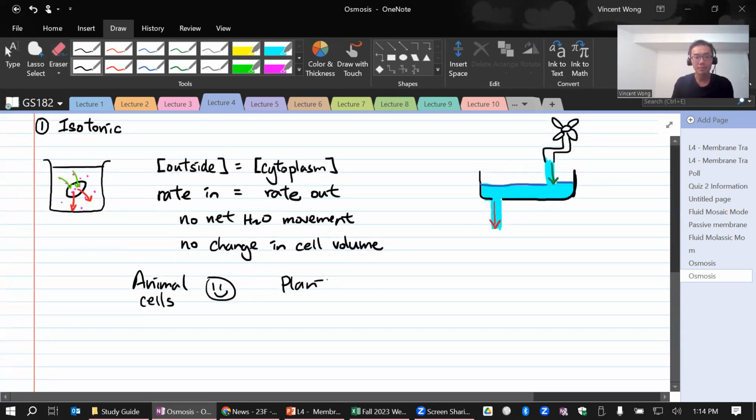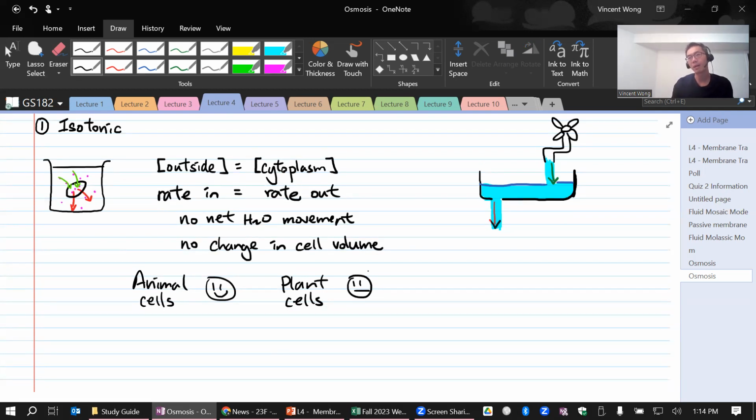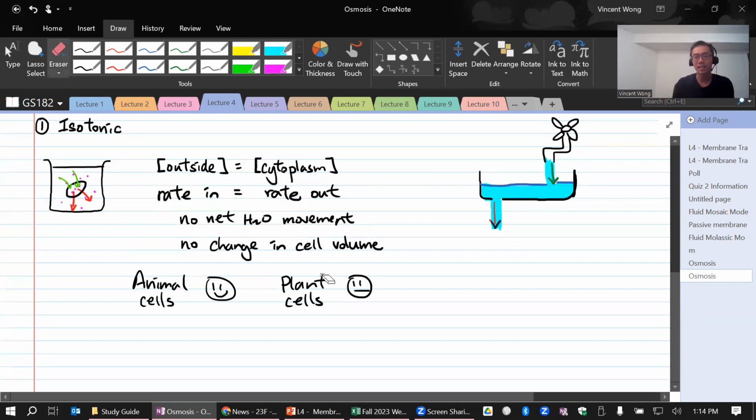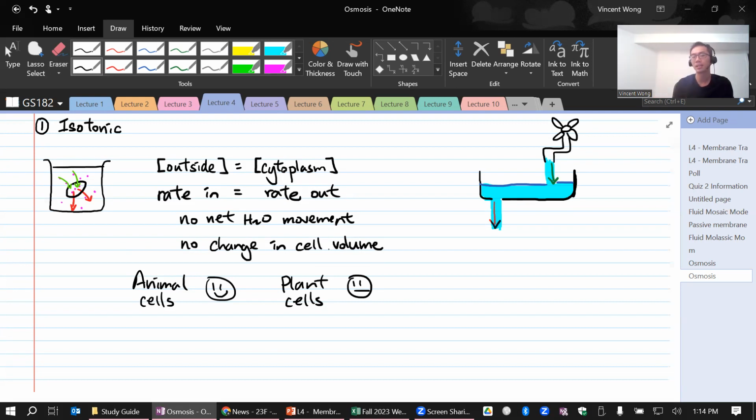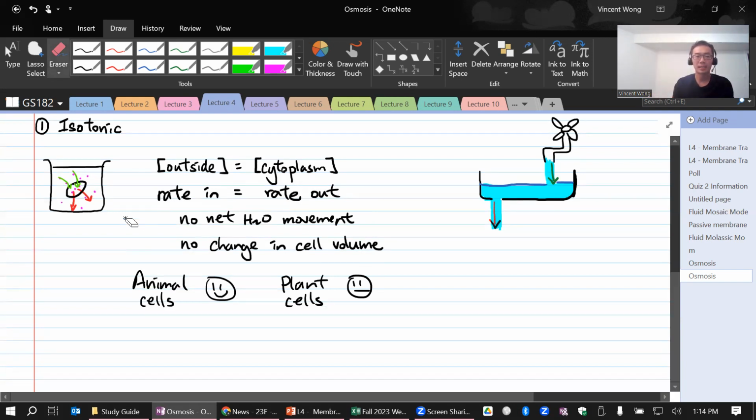For plant cells, they are not the best in isotonic. They're okay. They're not upset or anything. They'll survive, but not the best. This is like if you forgot to water your plants for a couple of days. They wither a little bit, the leaves kind of crunch up, wrinkle up together. Not the best, but they'll live. Any question about isotonic?